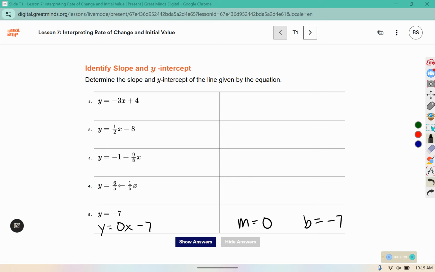This one is written kind of backwards here, but you can rearrange it and then find the slope and the y-intercept. Same for question 3.